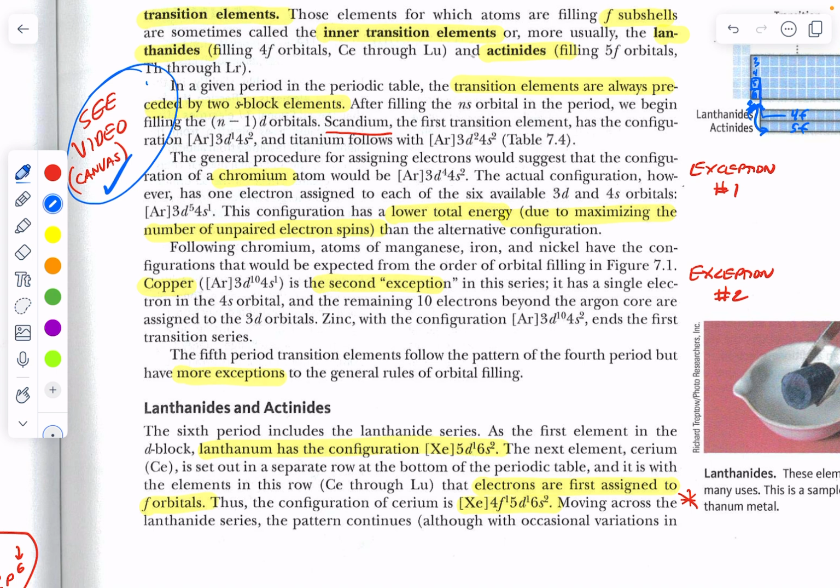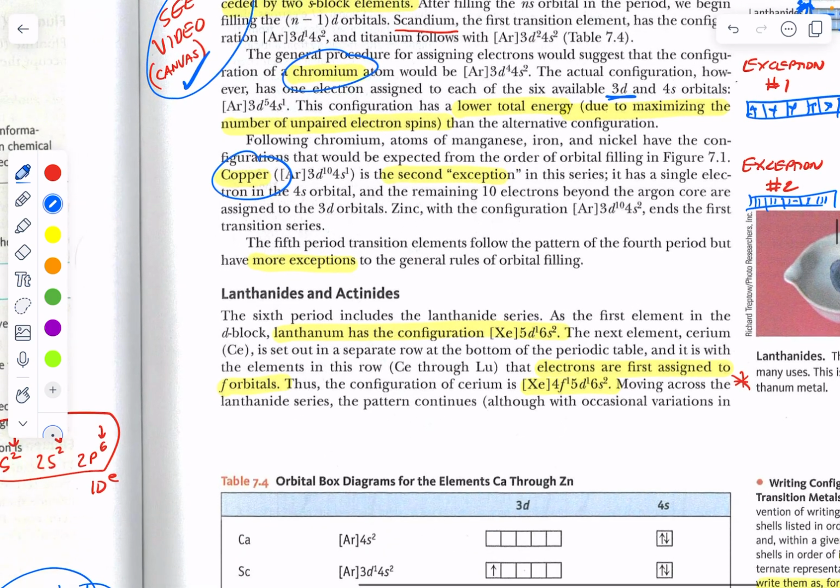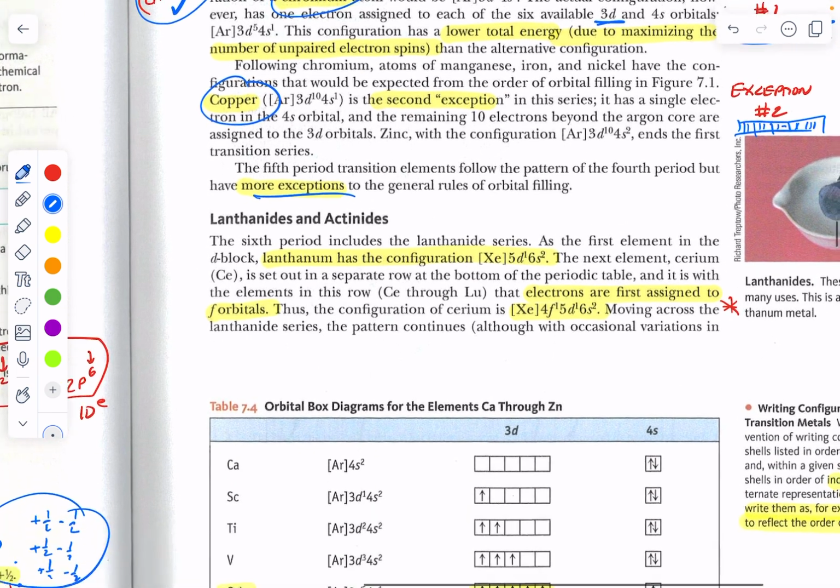Also, here is where I talked about chromium as the exception and copper as the exception, where they borrow an electron from the 4s in order to half fill the 3D, because that's going to be very stable, to be like this, where you put 1, 2, 3, 4, 5, that's very stable. And then down here, you're going to have all of them filled up, 1, 2, 3, 4, 5, 6, 7, 8, 9, 10. There are many more exceptions in the 5th and beyond, which you don't have to memorize.